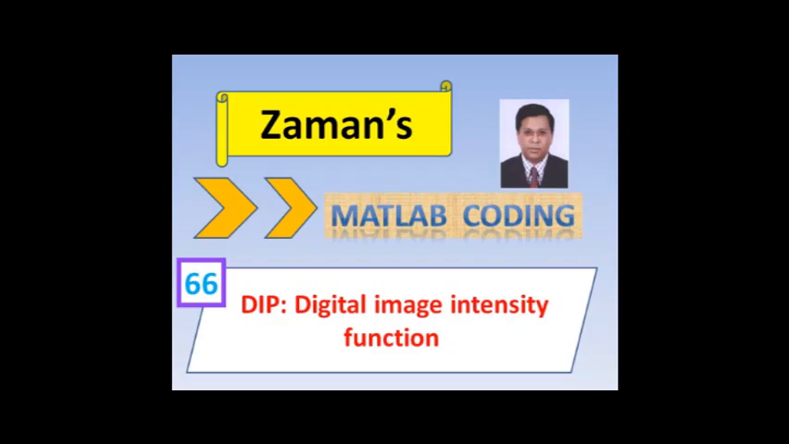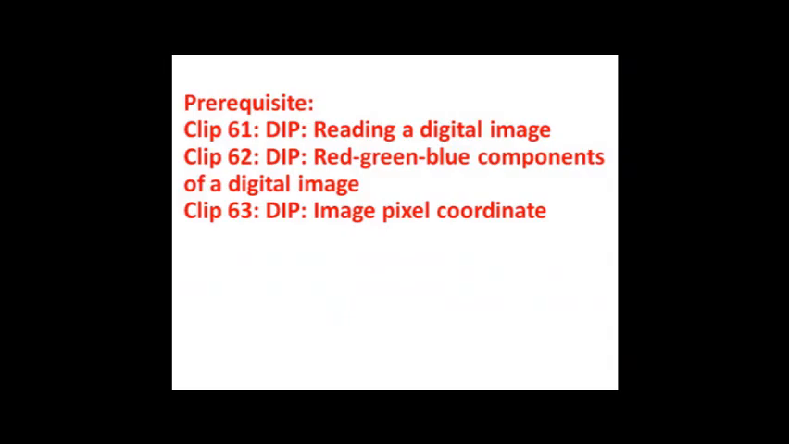In this digital image processing episode, we would like to dig into the digital image intensity function in MATLAB. Viewers need the background of clip 61, which addresses how MATLAB can read a digital image. Then clip 62, which addresses how one can separate the red, green and blue image components of a digital image. Then clip 63, which addresses image pixel coordinates.